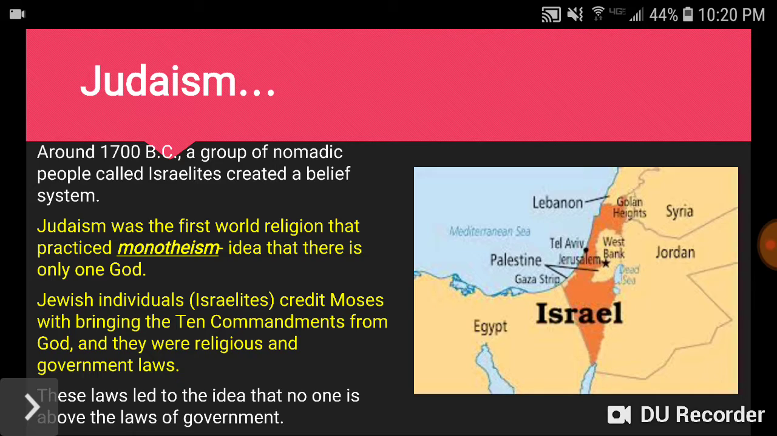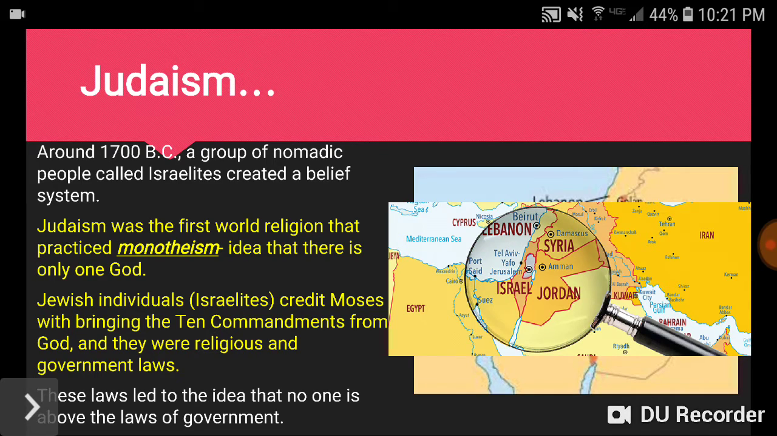It's the first monotheistic religion, and how it gets its start, you may actually know parts of the story. Essentially around 1700 BC, there was a group of nomadic or wandering people called the Israelites. And what these Israelites believed is that there was one God. The map is showing you Israel, the current area where lots of Jewish people live in the world. So you have a geographic location of where these people come from.